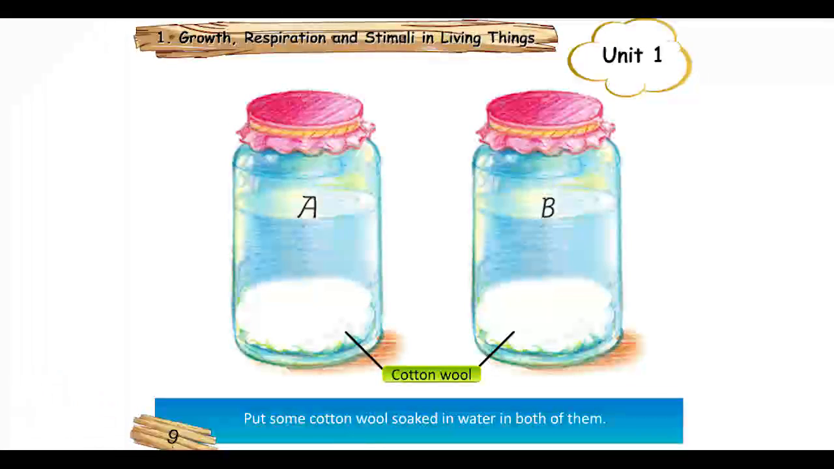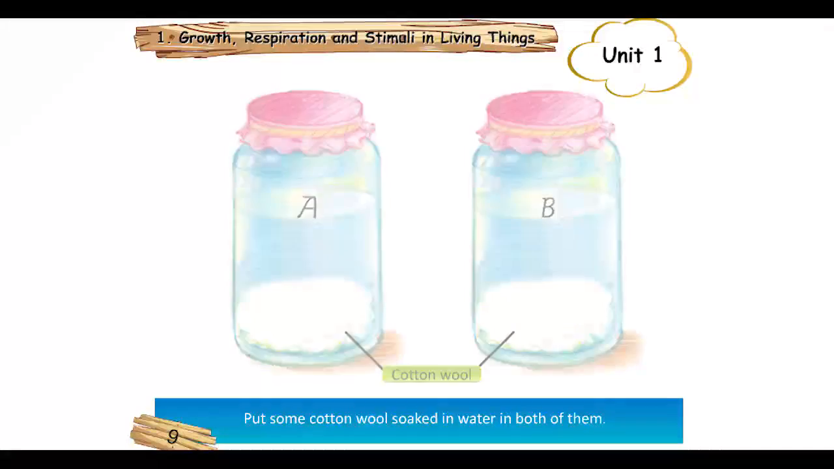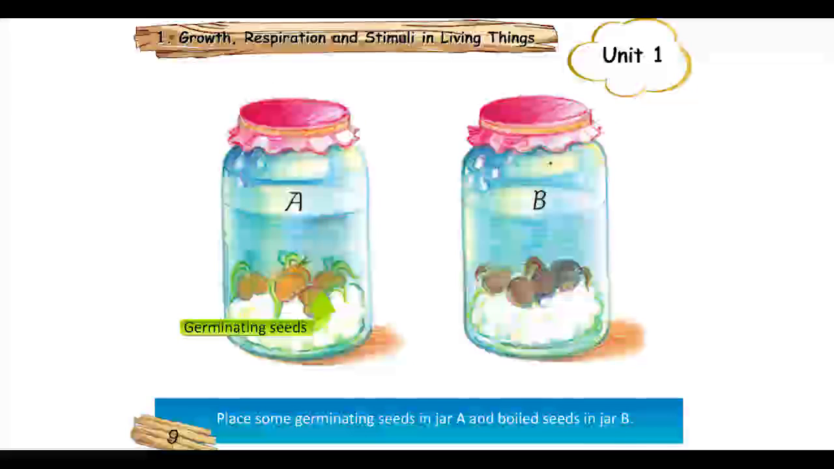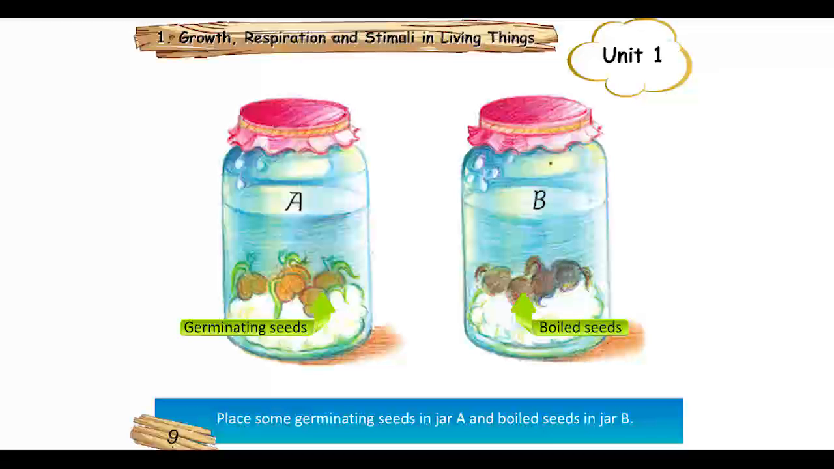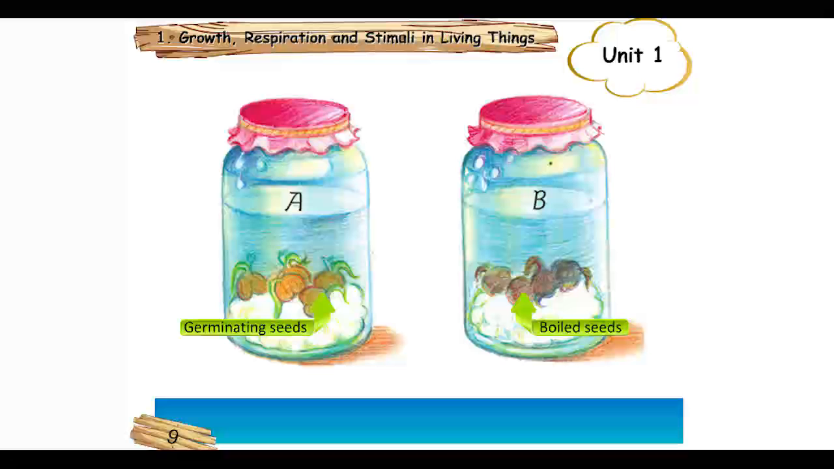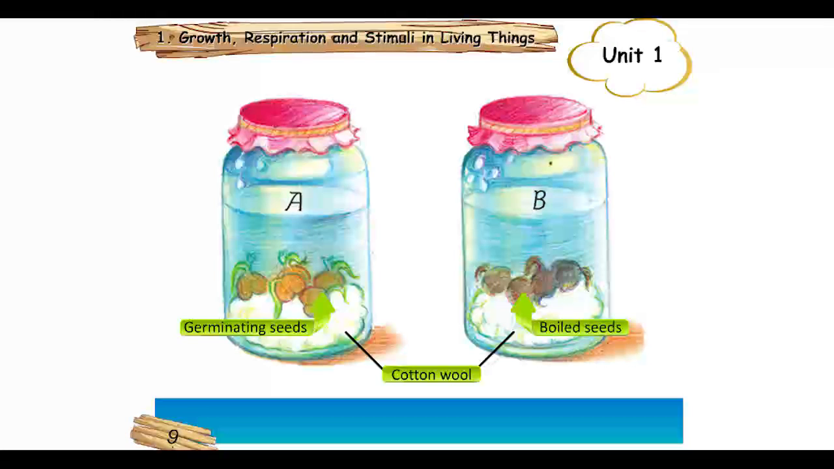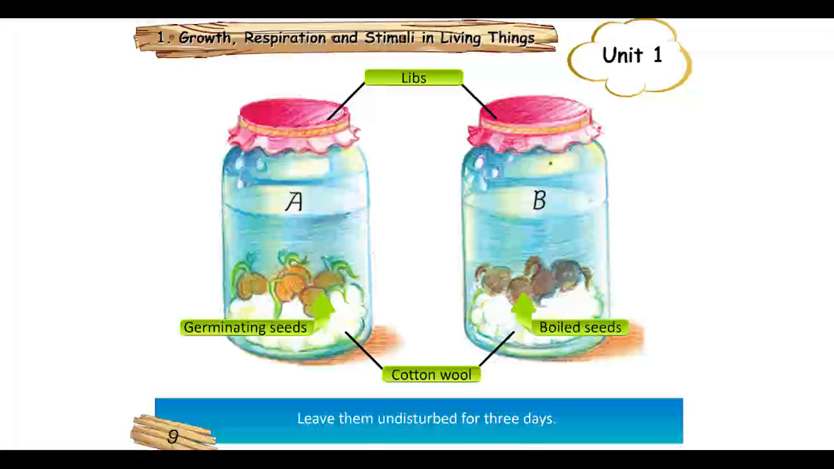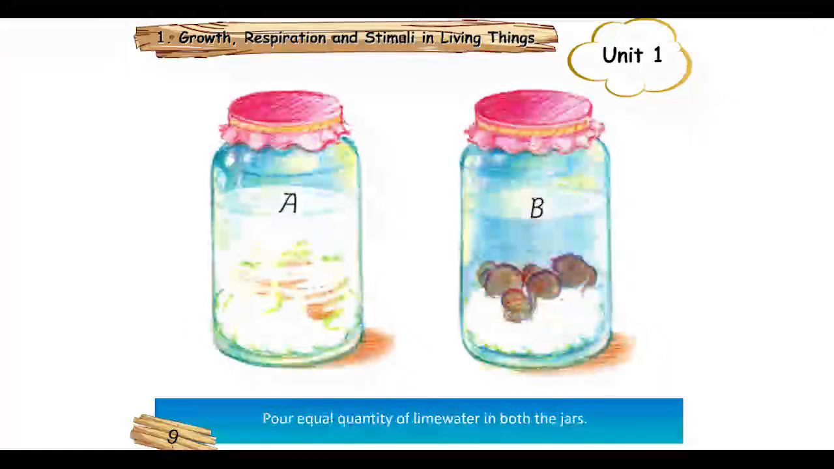To show that germinating seeds breathe, take 2 glass jars, mark A and B on them. Put some cotton wool soaked in water in both of them. Place some germinating seeds in jar A and boiled seeds in jar B. Germinating seeds, cotton wool, boiled seeds, milky lime water, clear lime water. Cover the jars with lids. Leave them undisturbed for 3 days.